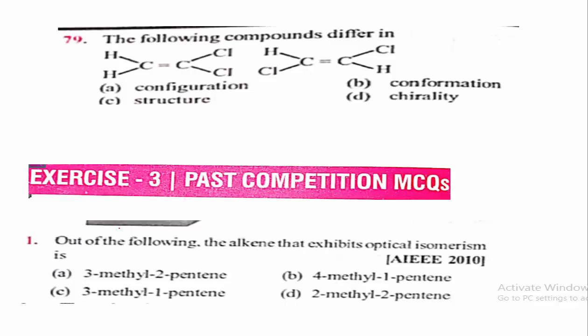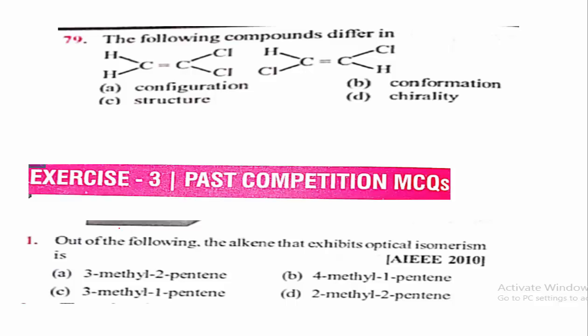The following compounds differ in. 2 structures are given here. Option A configuration, option B conformations, option C structures, option D chirality. Yes, usually it is also present in your second year syllabus. First you remember, students, remember, for a compound show optical isomerism.